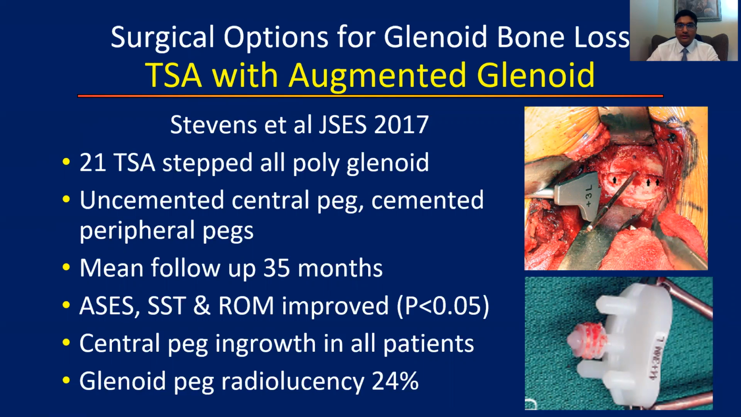Looking at a study from Stevens et al., who looked at 21 patients with a stepped all-polyethylene glenoid, the prosthesis was similar to the one used in previous studies in terms of uncemented central peg and cemented peripheral pegs. At a mean follow-up of 35 months, they found that function and range of motion improved in the patients, and central peg ingrowth was seen in all the patients, but peripheral peg radiolucency was seen in 24% of the patients.